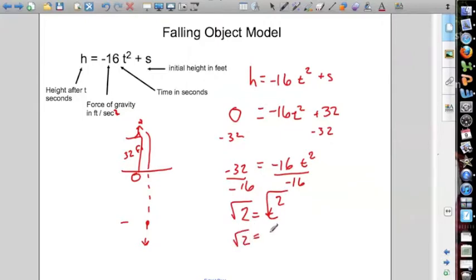Technically this should be plus or minus the square root of 2. But as I look at this, it's a real life problem. It doesn't make sense to have negative time. And so as I display my answer, t is equal to the square root of 2, the positive root, and that is approximately, we can use that squiggly equal sign to show it, 1.41 seconds. And so that is the falling object model.